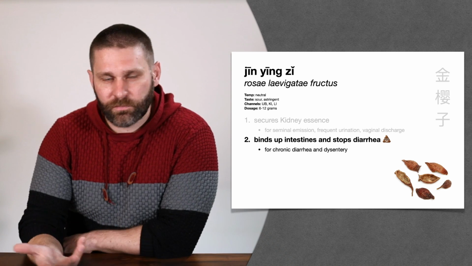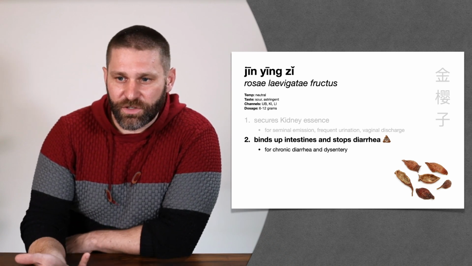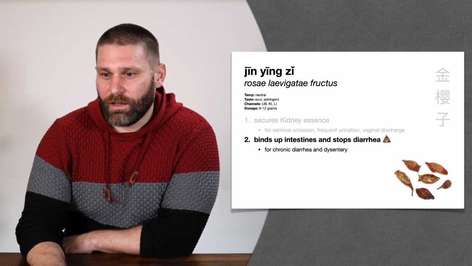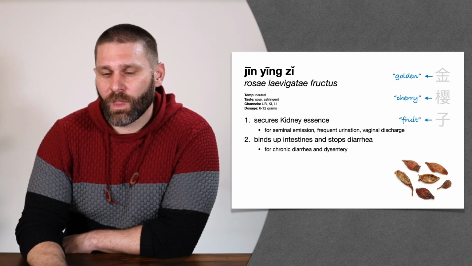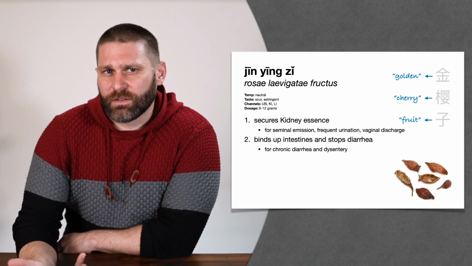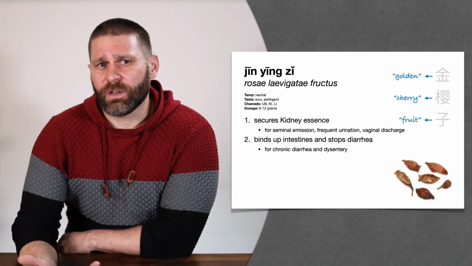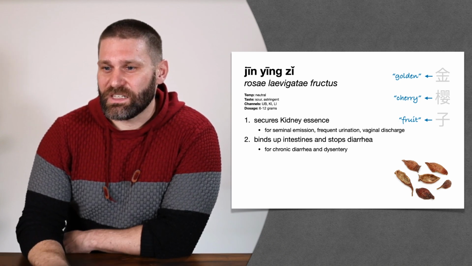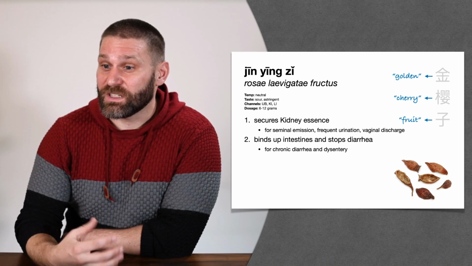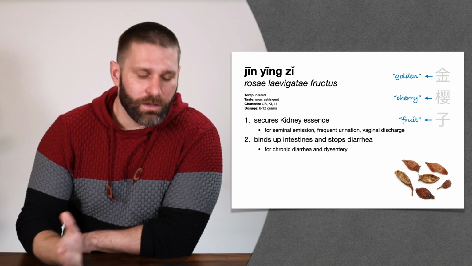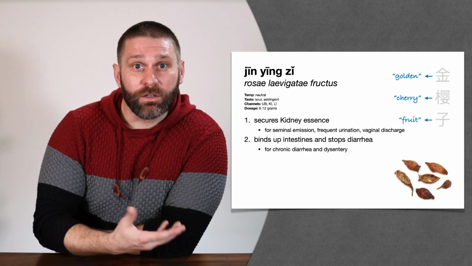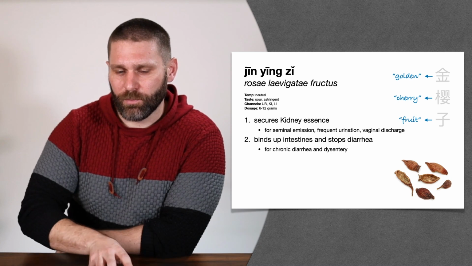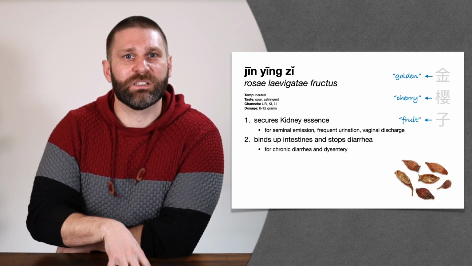So this one is neutral in temperature, sour and astringent, so it's good for both leakage of kidney essence and large intestine leakage as well. So Jinyingza, I'm not sure this is a very commonly used one. I can't think of very many formulas where Jinyingza is an ingredient, but it's one that we should know. Jinyingza means golden cherry fruit. So Jin, in very old Chinese, just means metal. When we talk about the five phases, Jin means metal, but later Jin meant specifically gold.